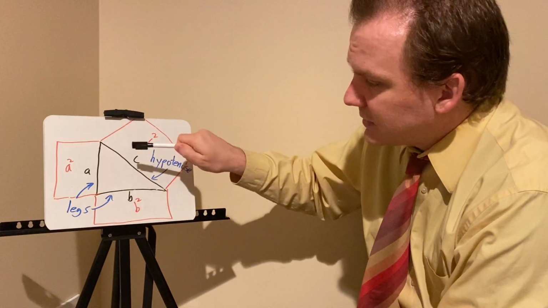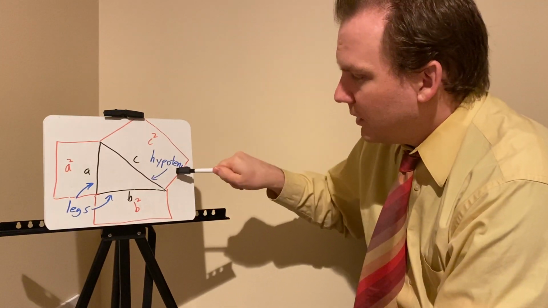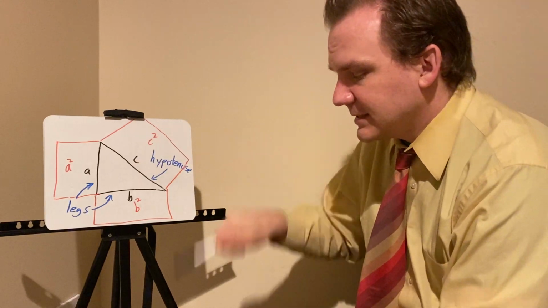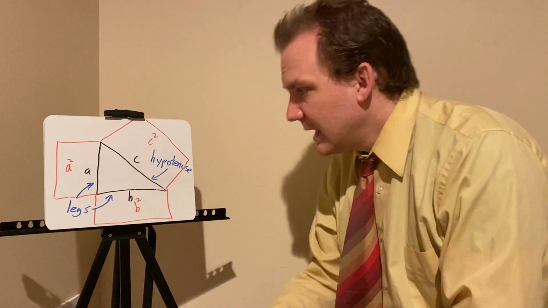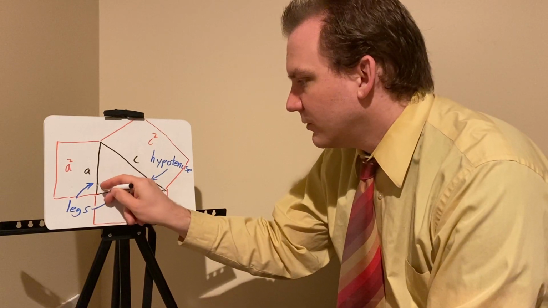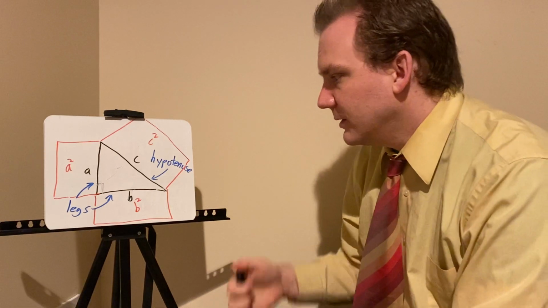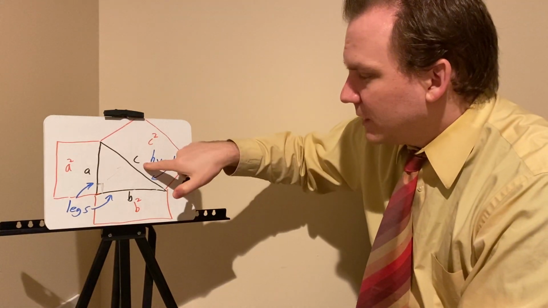So we have three sides to a right triangle. You have the two legs, which we're going to call A and B. And you have the hypotenuse, which is the longest side. The longest side is the hypotenuse, and it's always across from the right angle. So here's the right angle, and across from it is always going to be your hypotenuse. And so we're going to call that one C.